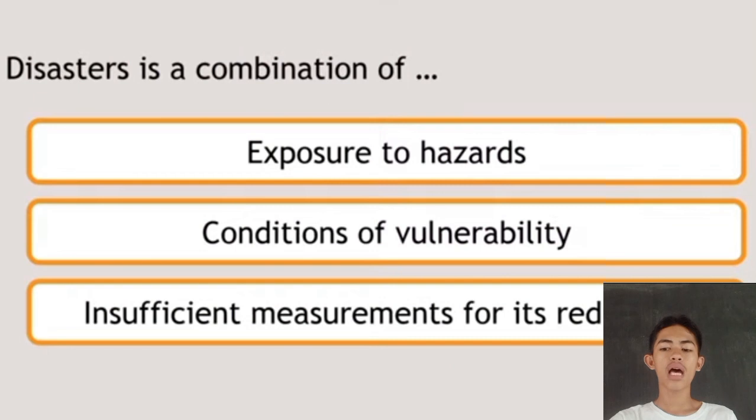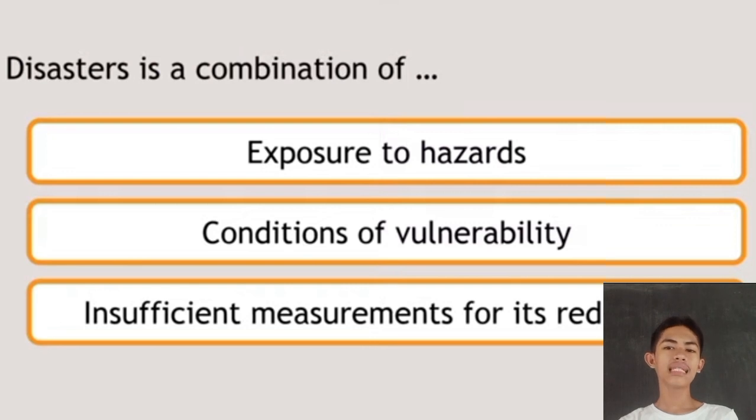Disaster is also a combination of the following factors. First one is the exposure to hazard. If we will be exposed to many types of hazard, therefore there is a chance of having a higher level of disaster. The second factor is conditions of vulnerability.